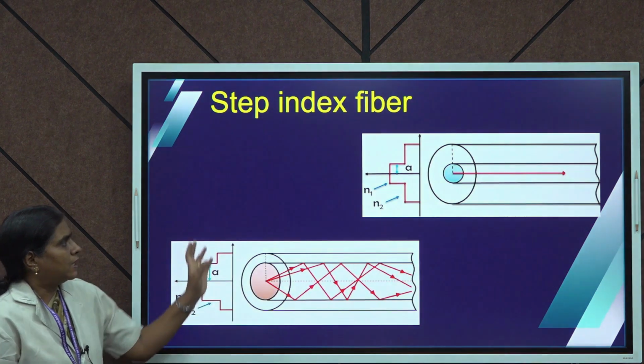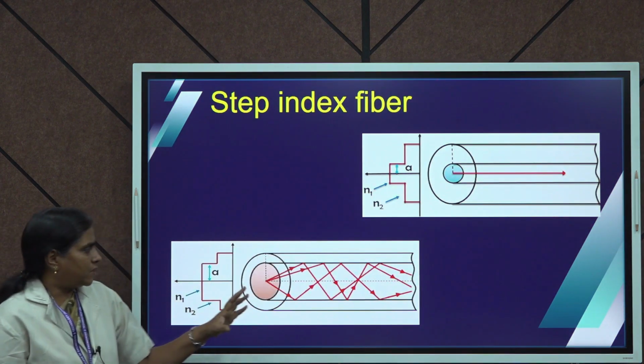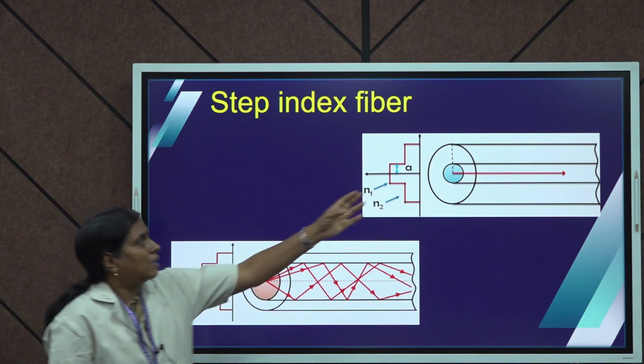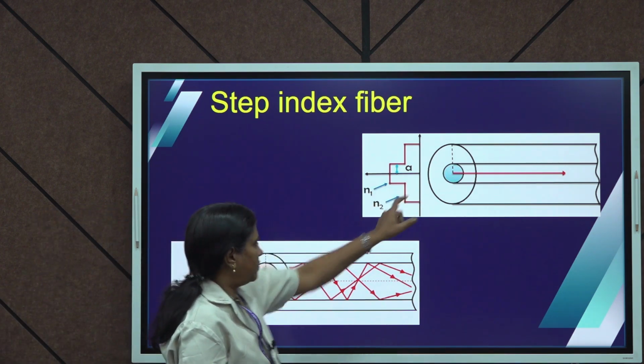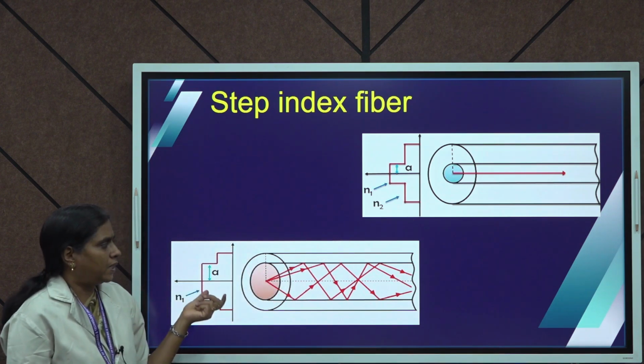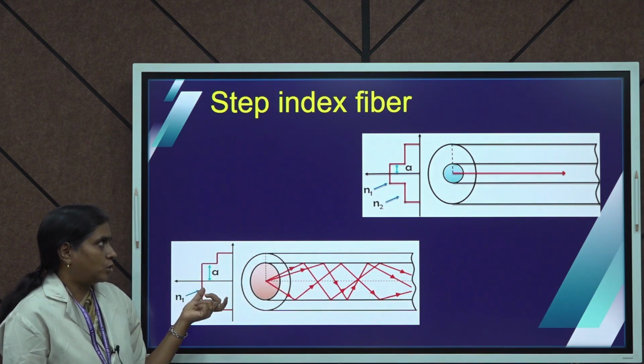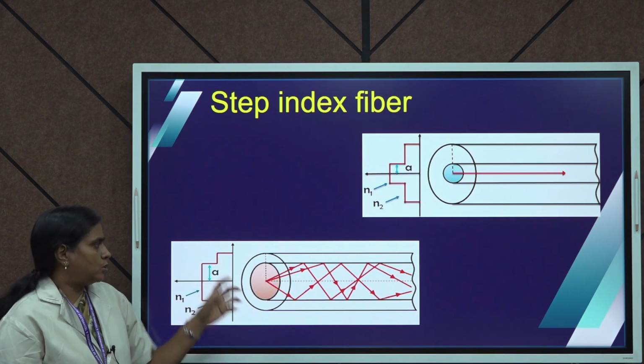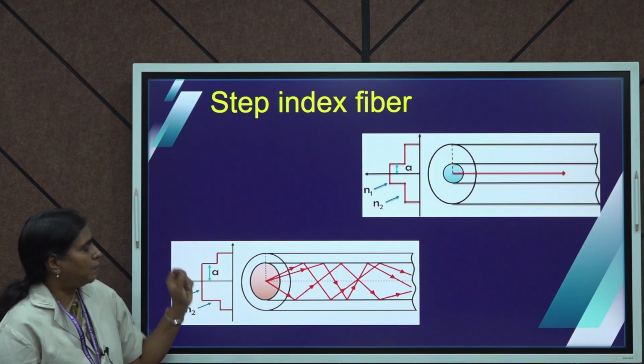So, this one is the step index fiber. In step index fiber there are two categories, two types. One is single mode step index fiber and the next one is multi-mode step index fiber. Already we discussed the single mode and multi-mode fiber. So, these two kinds are available in the step index fiber.